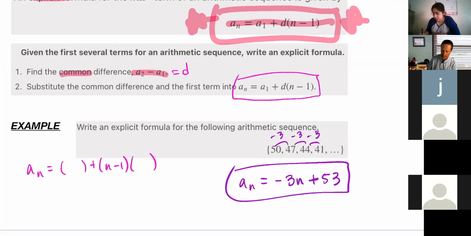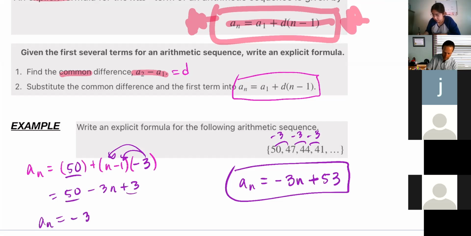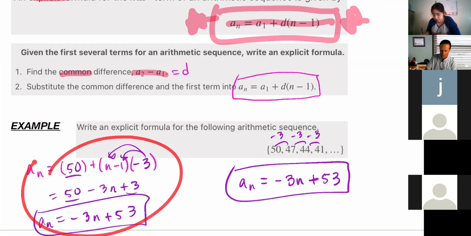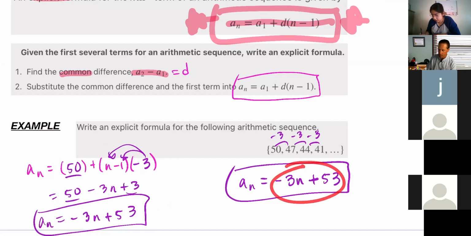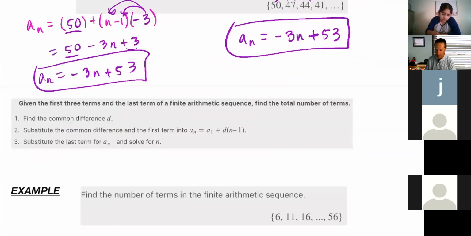Now, if you don't want to do that, you can always take the A1 and the common difference, plug them in, distribute, do your multiplication, and you will also eventually get there. That just requires a little bit more work. This requires a little bit more thinking. I'm fine with either way. I just like to give you guys options. Okay, much easier than that first section.